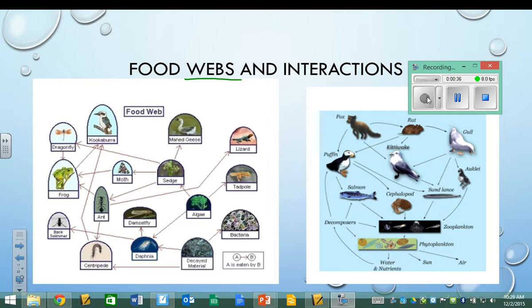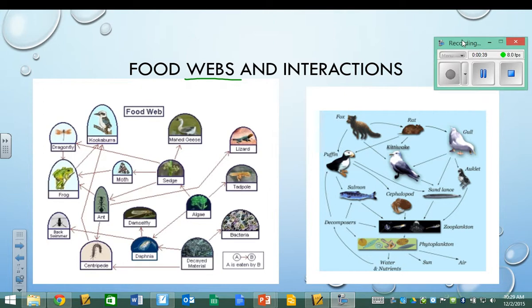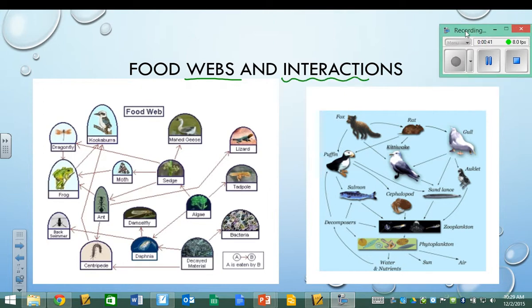And the idea is that if I have a food web, there will be more interactions. In a food chain, because things are linear, it's very easy to say, oh, well, if the food source goes away, then that organism will die. But in a food web, it's a little bit trickier. We'll start by talking about the web that's on the left. I'm going to highlight the algae because it is the producer that is in this food web.